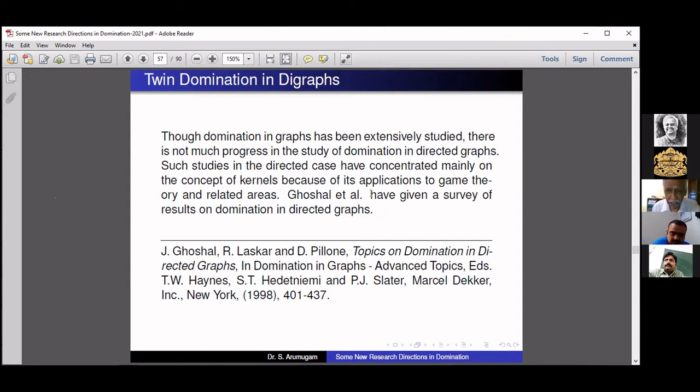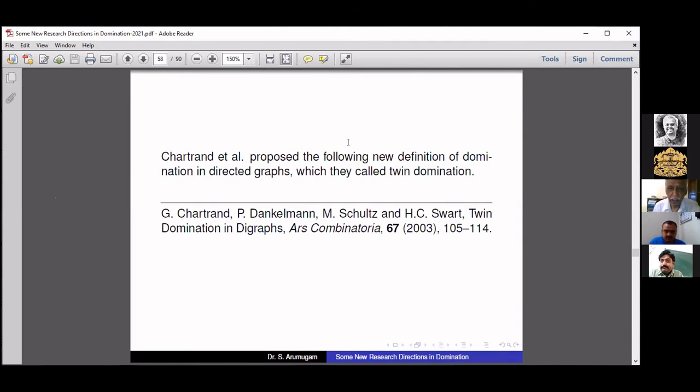Most of the studies have been restricted to a particular problem that came from game theory, called the concept of kernel. This is the paper where there is a survey about this. But Chartrand introduced a very nice definition of domination in directed graphs, which he called twin domination. It was proposed in 2003.